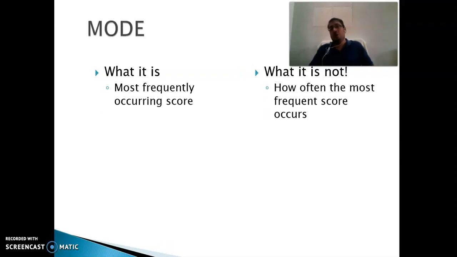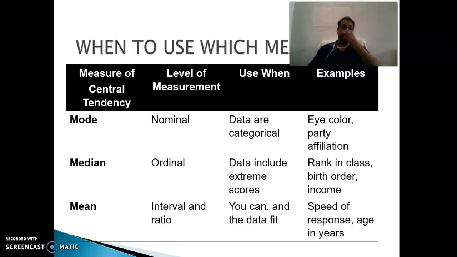Then mode, what is it? Mode is the most frequently occurring score. It is not how often the most frequent score occurs. So this is the way you can identify your mode.